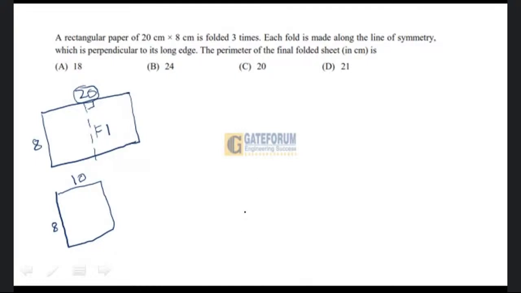Now I am going to make another fold, and this time also the longer edge is this. So perpendicular to its longer edge. This is fold 2. And this would look somewhat like this.